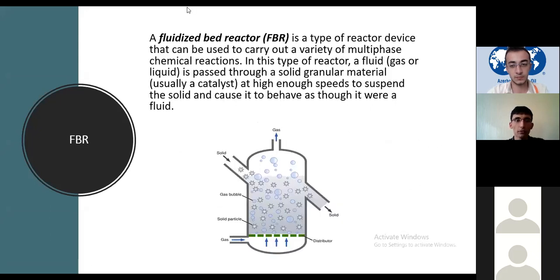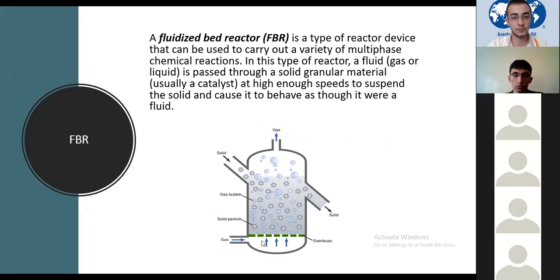And also there's a type of reactor called FBR, which stands for fluidized bed reactor. In a fluidized bed reactor, there are some raw materials in solid form, as you can see here, and gas is given from the bottom of the reactor. This gas moves the solid particles and makes them act like a fluid. This is why it's called a fluidized bed reactor. We use this reactor in our plant as well. We call it GPR, which stands for gas phase reactor.